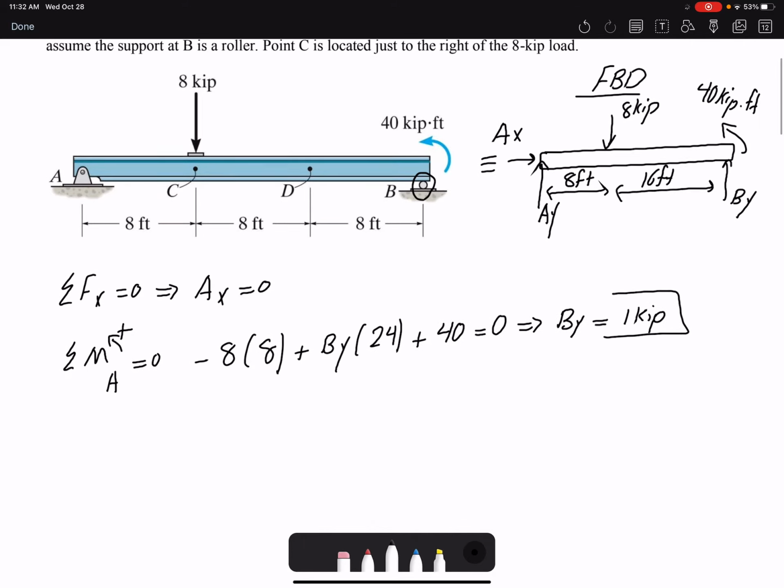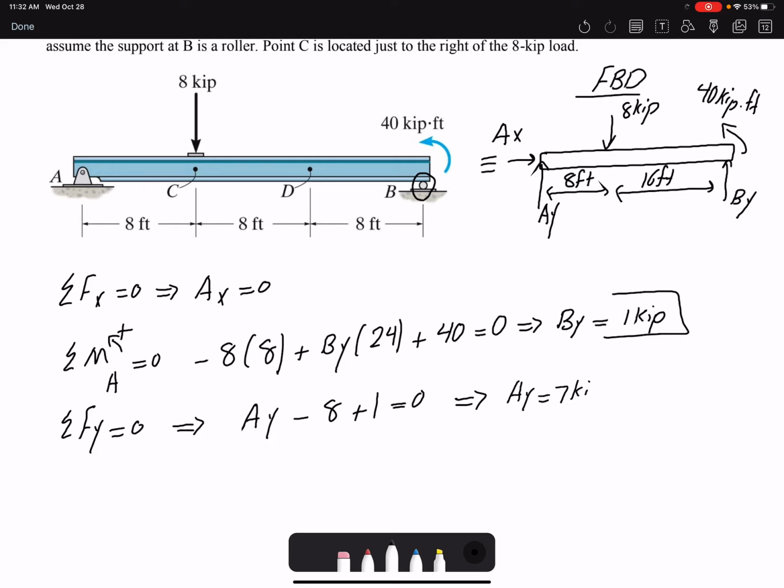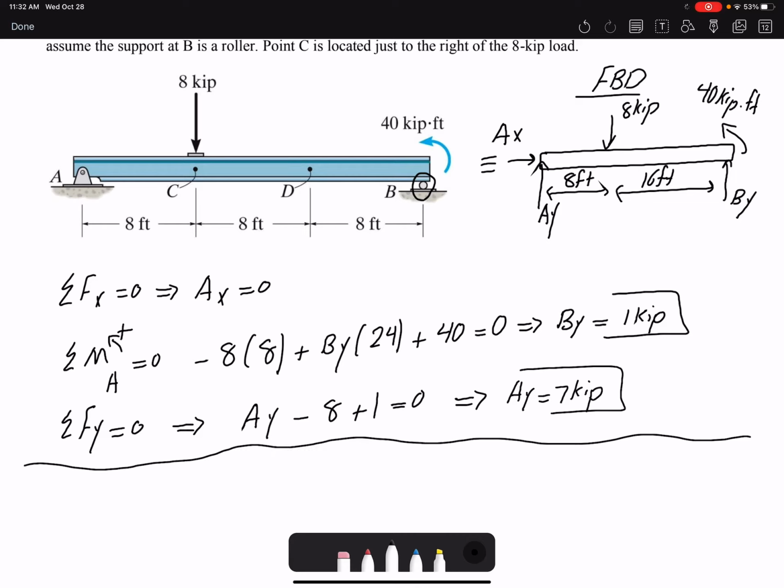Remember, the unit that we are using is kip, and the unit is consistent, so every value is reported in kip or kip foot. Summation of forces in Y equals 0. The only unknown that I have is AY. I have negative 8 kip plus 1, the BY that I found, so AY would be 7 kip. So that's the first step, but the problem is asking for the internal loading right after that 8 kip.